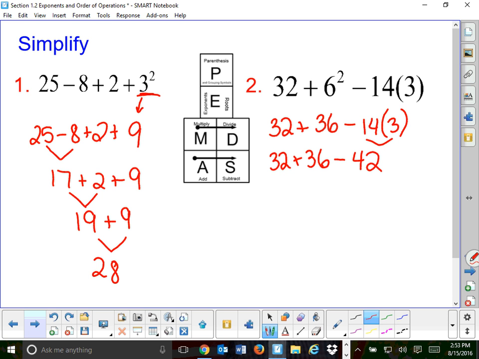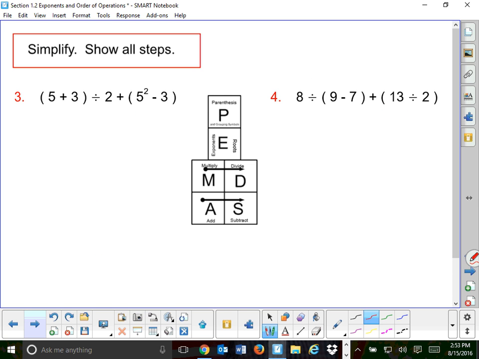And now I can work straight from left to right, and I have just addition and subtraction left, which are equal importance. So here, I'm going to add those two, and I get 68 minus 42. And then from here, when I subtract these, 68 minus 42 is 26. Hopefully you're checking your work on that as you go. Go ahead right now, and you can pause it, and you can try these 2 problems, and then come back together and see what you have.